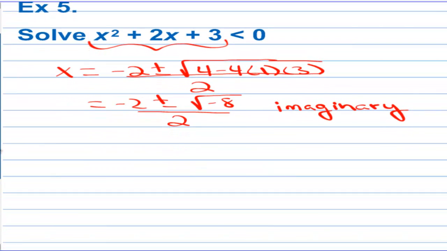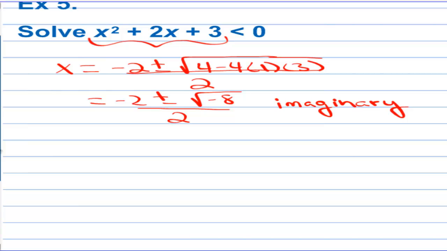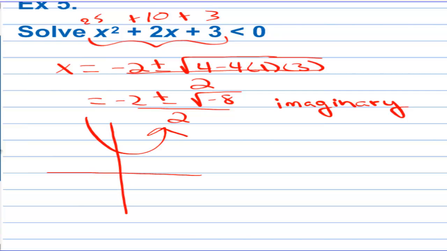And if you plug in any value, let's say 5, you'd get 25 plus 10 plus 3. That's all positive. So this parabola is above the x-axis and never crosses. So all of the values will be positive. Well, we want all of the x-coordinates where the y values will be negative. And so there's no solution. That will never happen.